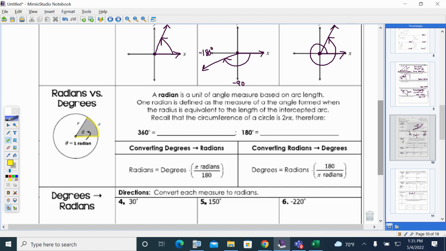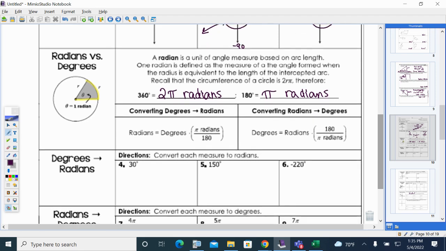It goes on to say here to recall that the circumference of a circle is 2 times r times pi. Therefore, 360 degrees is 2 pi radians, and 180 degrees is just 1 pi radians. Now, typically, when we are writing measures in radian measures, we don't write out the word radians. We just know that when an angle measure is given to us in terms of pi, it is assumed that that's a radian measure.